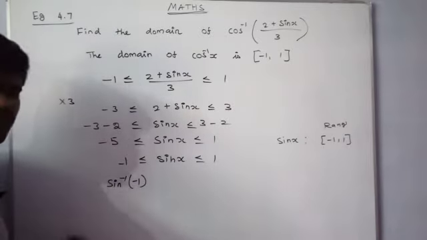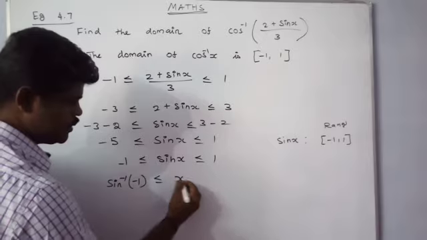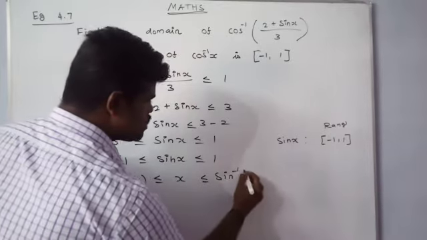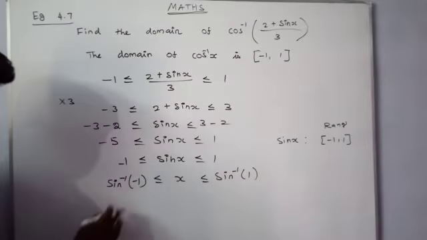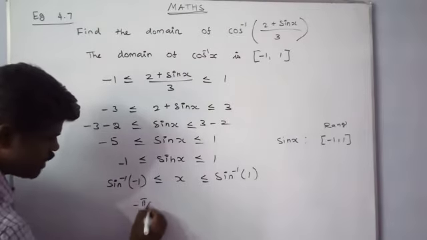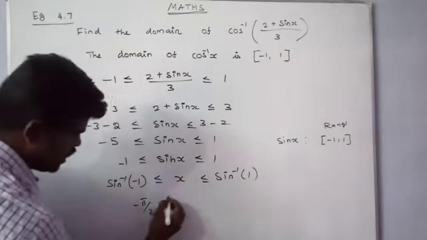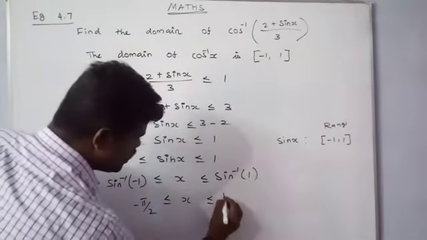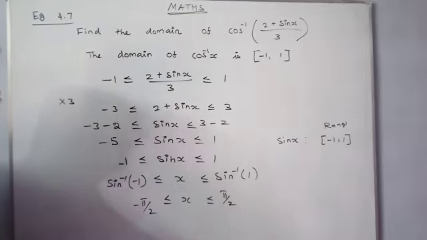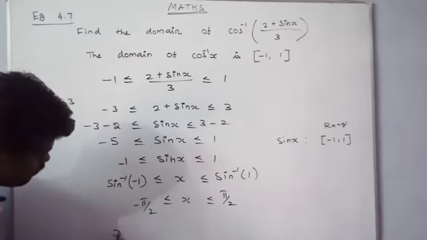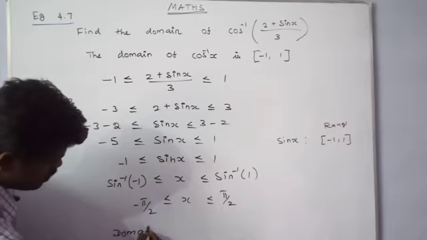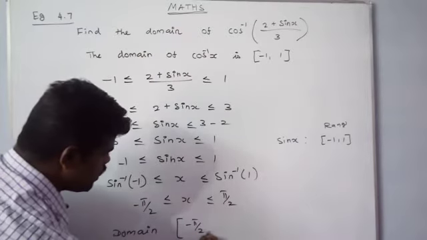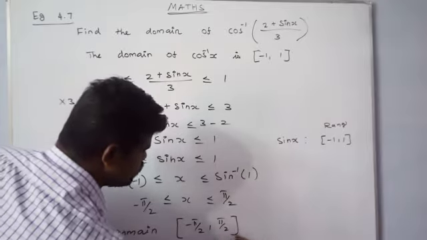Sin inverse of 1 less than or equal to x, and less than or equal to sin inverse of 1. The sin inverse of minus 1 value is minus pi by 2, and sin inverse of 1 is pi by 2. So minus pi by 2 less than or equal to x less than or equal to pi by 2. Therefore the domain of the given function is minus pi by 2 comma plus pi by 2.